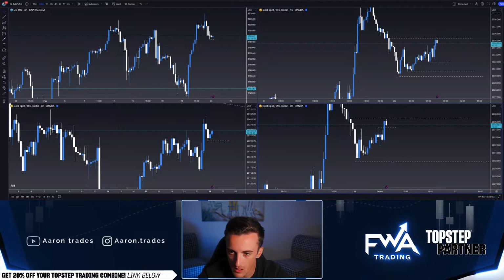See how this 30 closed very bullish and now starts topping out. That's pretty nice here, actually. This is kind of what we want to see.